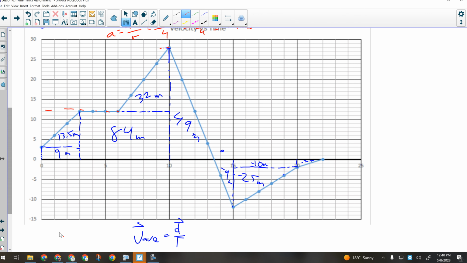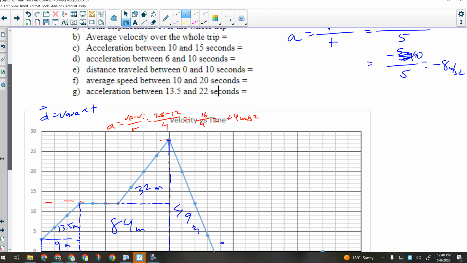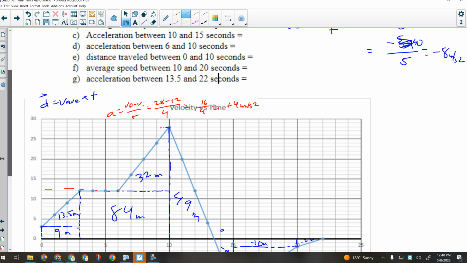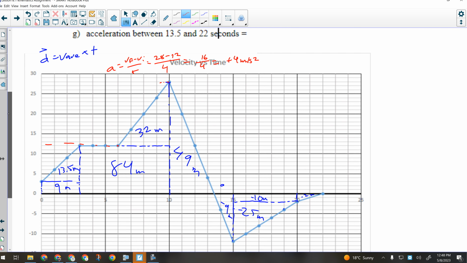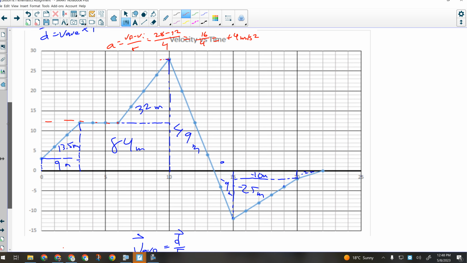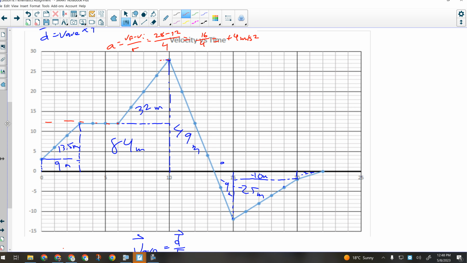Okay, I'm going to give you a couple more minutes to get the last average speed and the acceleration. You've already done most of the work for F, and G just involves using that acceleration formula again. So I'll give you a couple minutes on that, and then we'll walk through those.